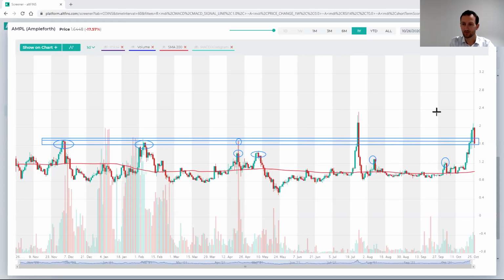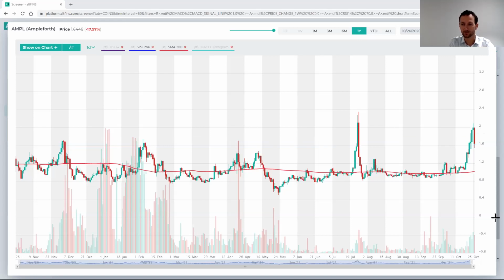What I would do here, though, I would probably wait a couple of days to see if this support area really holds. Now, I may miss it. Maybe it'll bounce back hard and charge higher, but I'll be a little more cautious here. And I would like to see this selling pressure ease up, right?